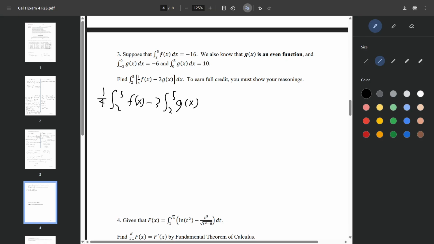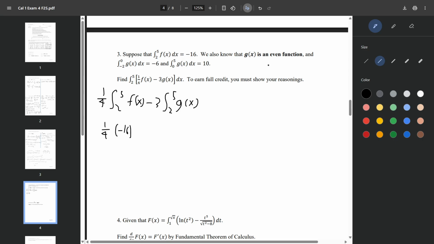Now, we do have our integral for f(x), so we'll have 1/4 times -16, but we do not have our integral from 2 to 5 for g(x). But we do have all the information in order to find that.